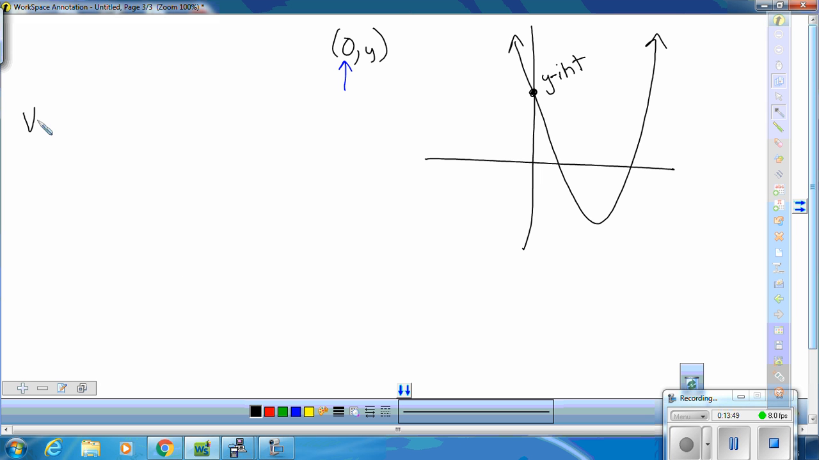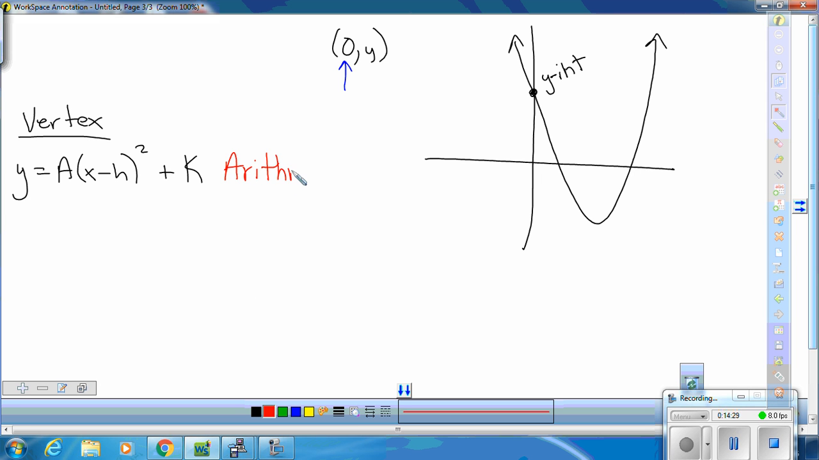Now with vertex form, that actually turns out to be kind of easy. If you remember, vertex form is y equals a times x minus h squared plus k. For the y-intercept, I just plug in 0, subtract, square, multiply, add these numbers, and I get what y is equal to. I do actually have to do some arithmetic with vertex form. I'm going to have to figure out what is 0 minus whatever this number is, or plus whatever this number is, square it, multiply it times a, and add k. But that is just plug it in and do the arithmetic. Finding the y-intercept is just going to require some arithmetic.